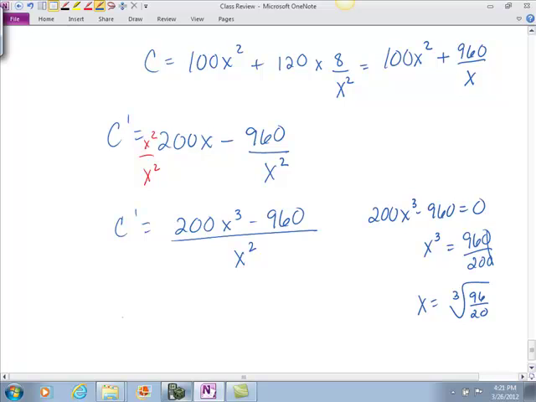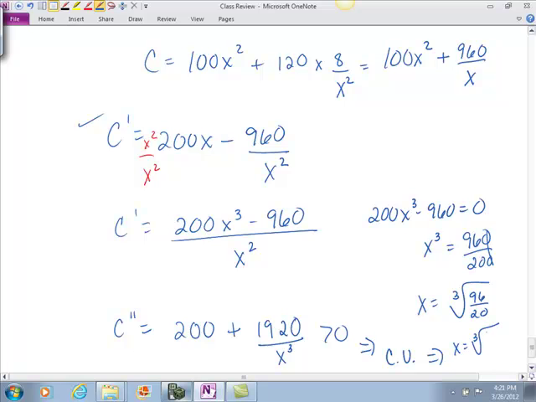So if I look at the second derivative real quickly, it's going to be 200 plus 960 times 2, which is 1920 over x to the 3rd, right? And that is always positive for x greater than 0. So this is greater than 0, which implies concave up, which implies x equals the cube root of 96 over 20 is a minimum.